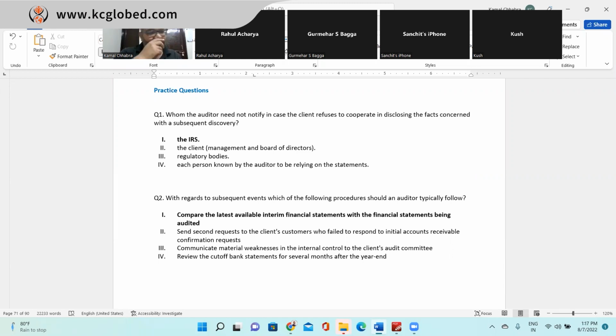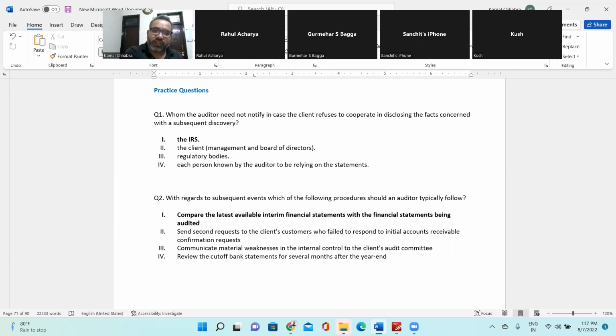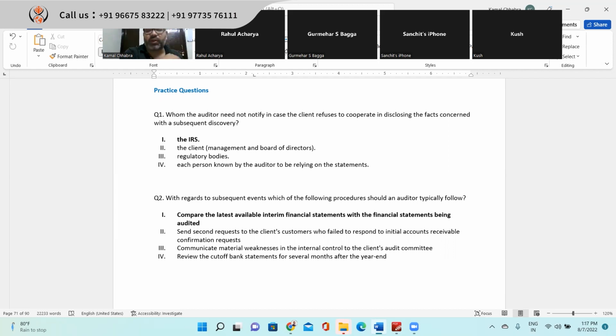So you'll be discussing with the management, you'll be discussing with those charged with governance, you'll be informing the regulatory body and those third parties who are relying on the statement, which is in your attention, right? So all of 2, 3 and 4 are correct. Only the first one is incorrect. You are not specifically going to the IRS.